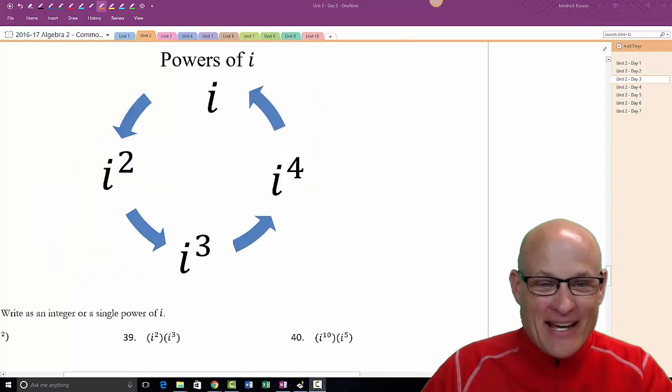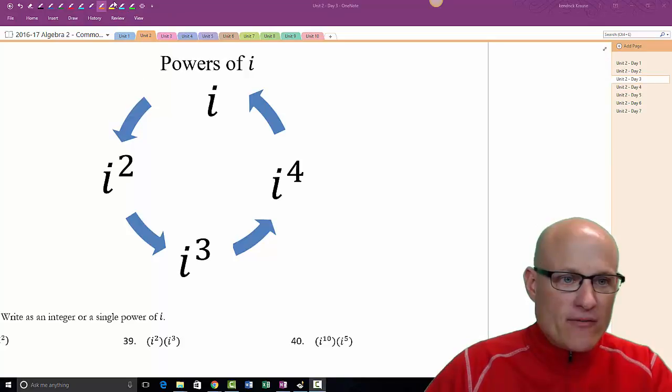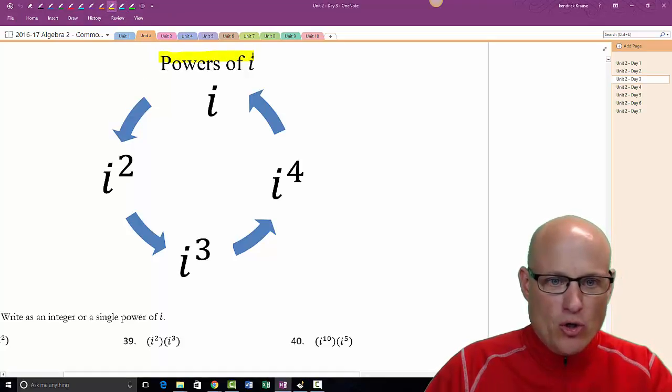We're on the last page, kids. Oh my God, this drawing is so cool. It is. Just keep telling yourself that. Powers of i. Powers of i.